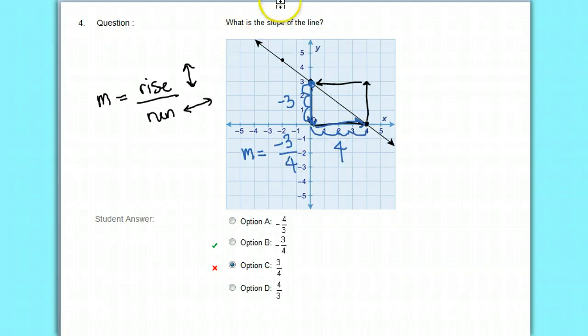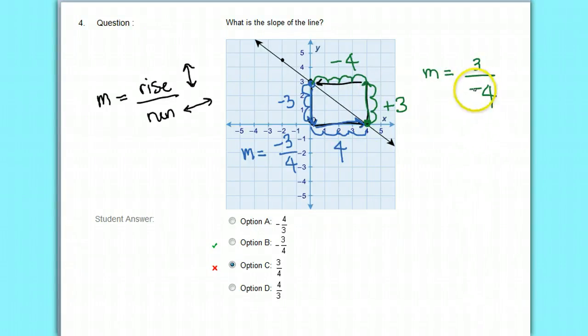Let's try the other one. Let's say we start at this point first. Well, we would go up 1, 2, 3, +3 since we're going up to be even with the point here. And then we'd go left 1, 2, 3, 4. And because we're going left, that would be -4. So when I do my slope, I do my vertical amount, which is 3, over the run, the horizontal amount, which is 4. But usually when we have a negative in the denominator, we always move it to the numerator.